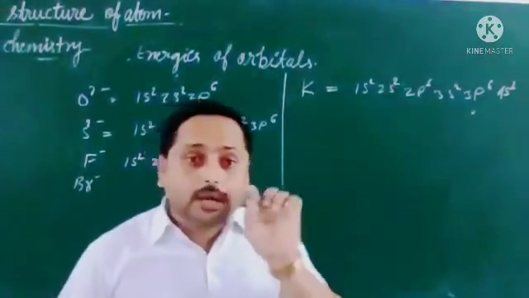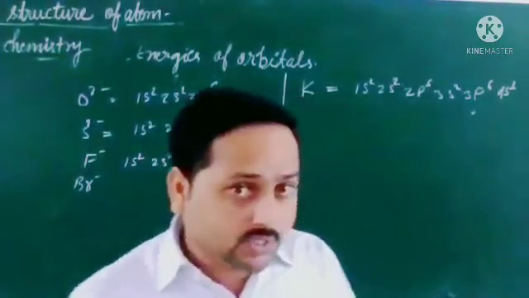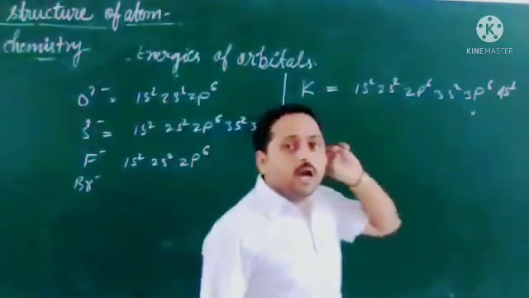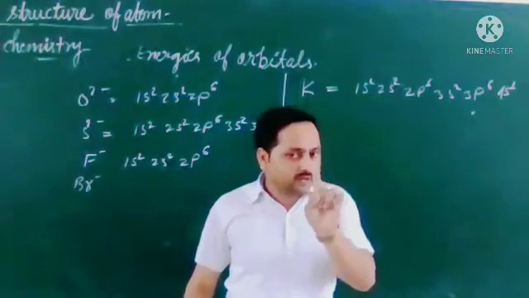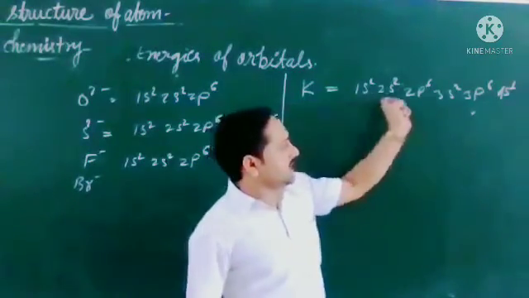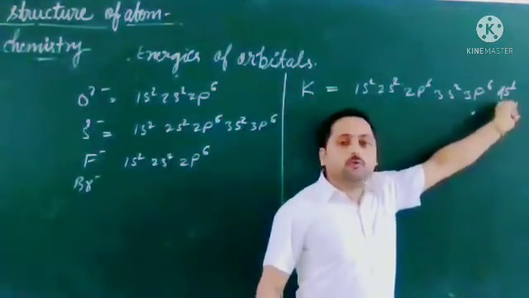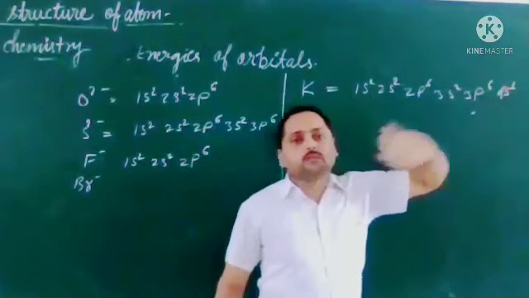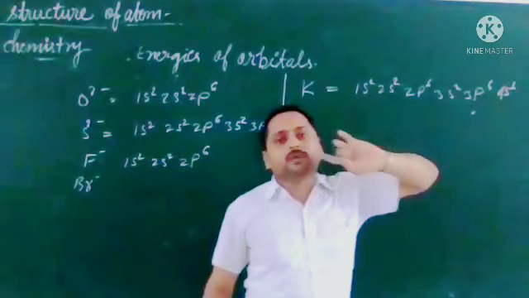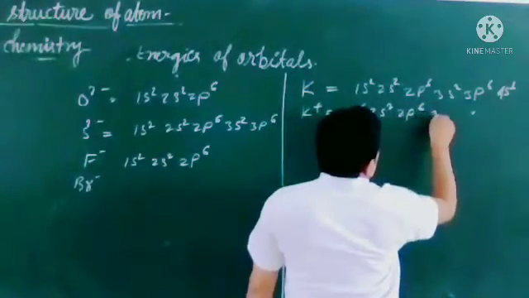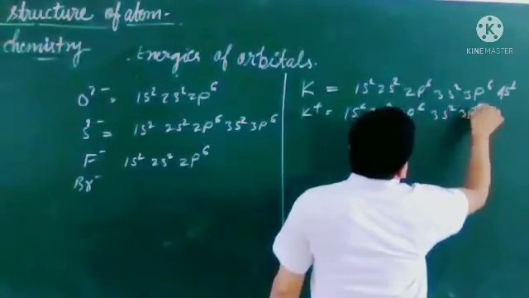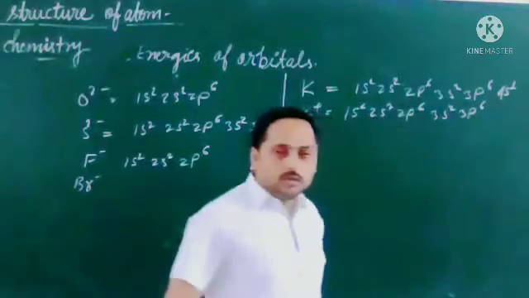So electron will be removed from where? The outermost, and which one is outermost? The outermost has the higher value of n. You see, 4s has the highest value, so the electron will be removed from that. So what is the correct electronic configuration of this one? It will be 1s2, 2s2, 2p6, 3s2, 3p6. Got it?